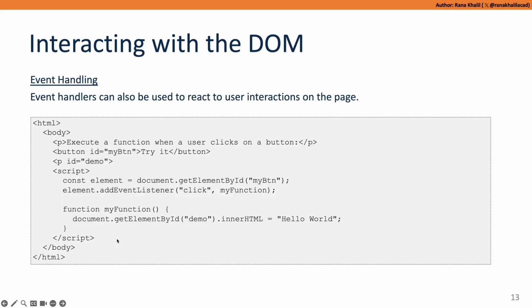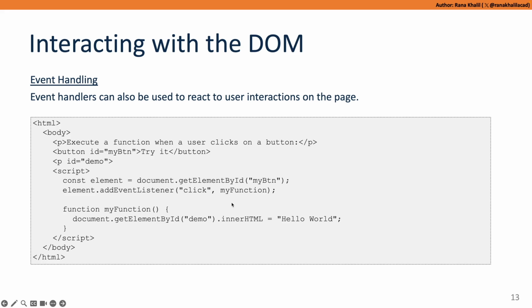Last but not least, we have event handlers that allow the user to interact with the web page and dynamically submit or change content on the page. The example that we've got on the screen is a button that displays the text Hello World. Now, when the button is clicked, the addEventListener method executes myFunction, which is responsible for displaying the content of the web page.